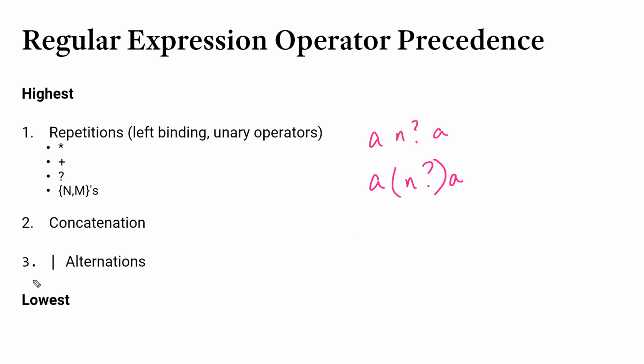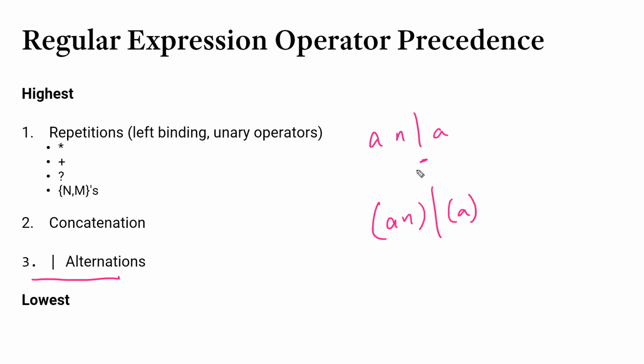Right? The lowest order of precedence is the alternation, right? So if we had a, n, or a, because this or is a lower precedence than concatenation, that's the same as saying (an) or (a), right? And so the or is lower precedence than concatenation. So because there's a concatenation operator over here, that's going to be evaluated first.